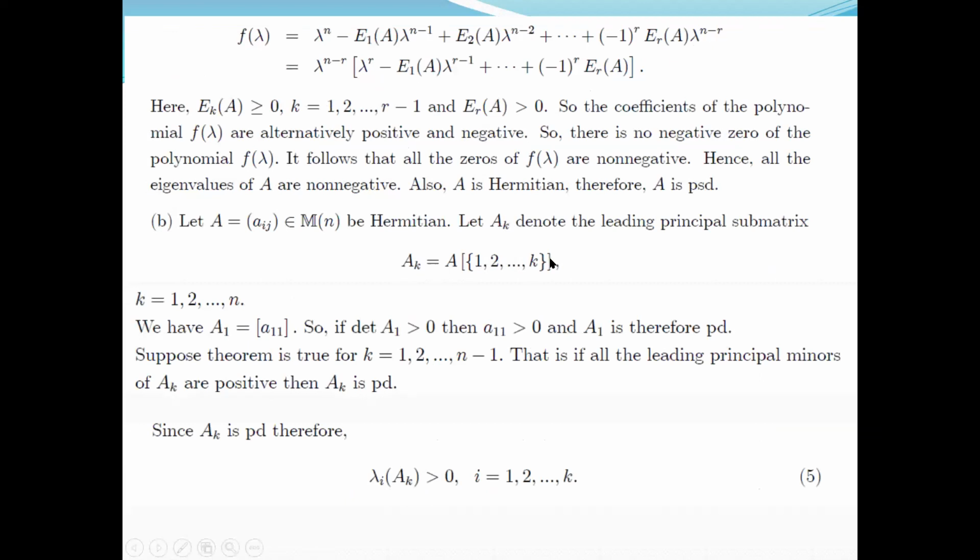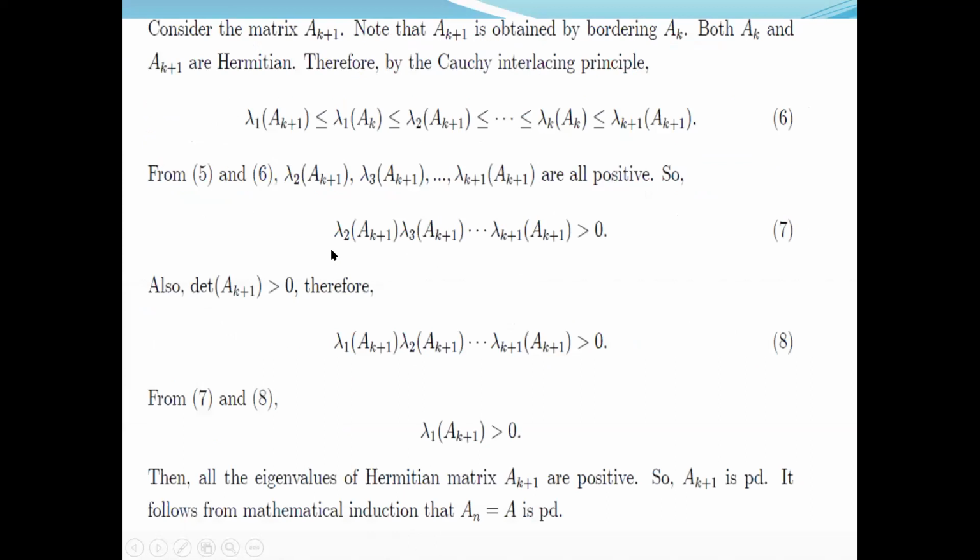We prove this by induction. For A1 equal to A11, determinant A1 greater than 0, then A11 is greater than 0. So A is positive definite. Suppose the theorem is true for k = 1, 2 up to n minus 1. Then if all the leading principal minors of AK are positive, then AK is positive definite. Since AK is positive definite, therefore lambda i of AK is greater than 0 for all i = 1, 2 up to k.